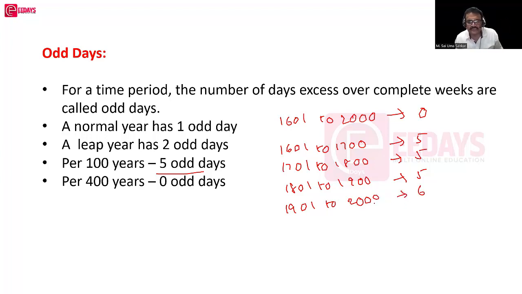Why? What is the difference between these two cases? Here 1700 is not a leap year, 1800 is not a leap year, 1900 is not a leap year, but 2000 is a leap year. That means comparatively, in this last 100 years, 1 extra day is there. Why? Because the difference between an ordinary year and a leap year is 1 day.